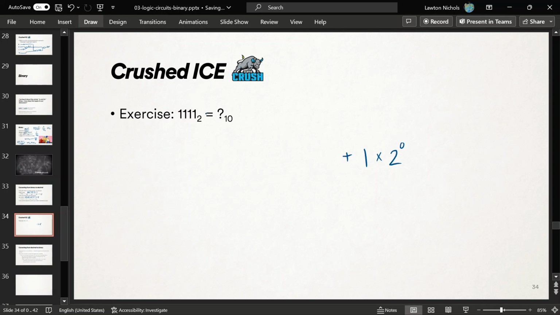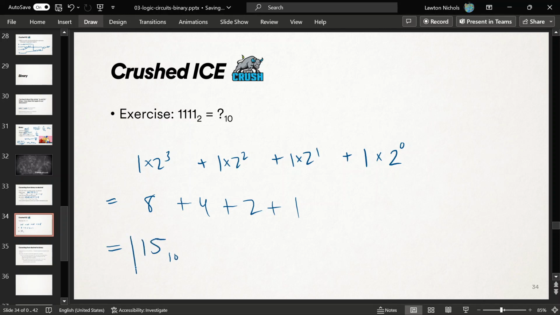And then we have the next digit. We have 1 times 2 to the first, plus another 1 times 2 squared for that one, plus another 1 times 2 cubed for this one, which becomes 8 plus 4 plus 2 plus 1. So the largest 4-bit number you can make is 15. This is the number 15 in decimal. Any questions about how I broke that down?